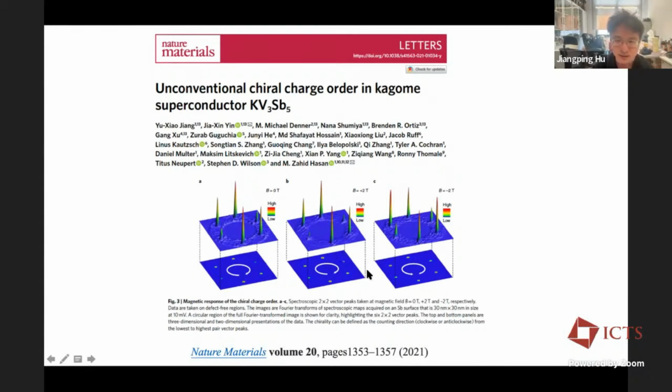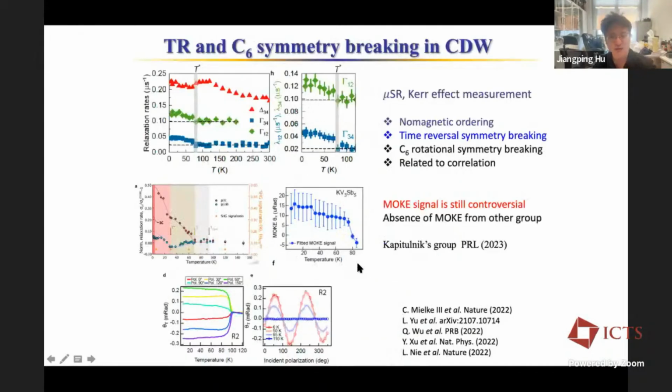And later, of course, there are many experiments that I will not discuss in detail. If you look at the system, there's also muSR and Kerr effect measurements. I think Stephen also mentioned this. There are many experiments now. Most experiments actually show that there's time reversal symmetry breaking. But there are also some experimental results that are kind of controversial. For example, the Kerr effect signal was controversial. Some groups see it, some groups didn't see it, and the issue is still not resolved.